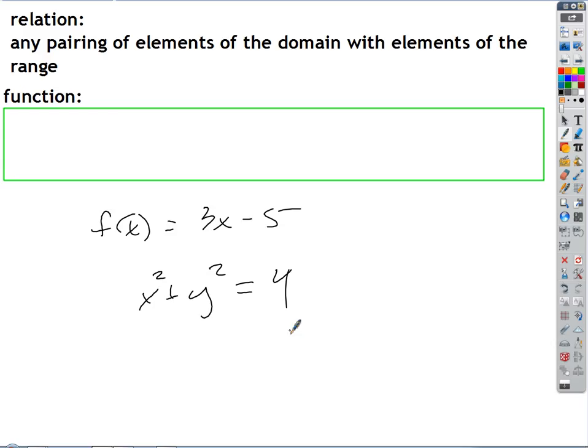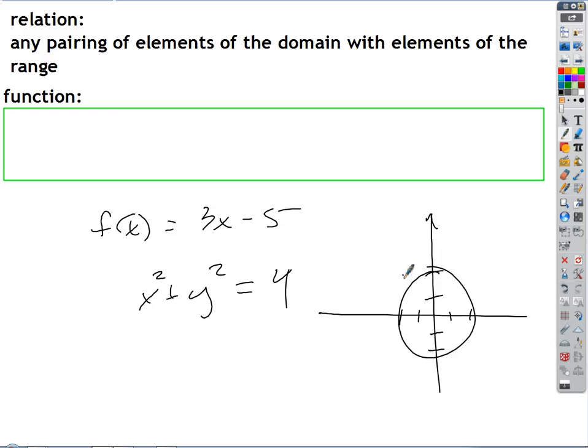If I graph that, can anybody tell me what that looks like? It looks like a circle centered on the origin with radius 2. Okay. We'll talk more about that later, actually, this way of describing a circle. It might just be a relationship between two sets.